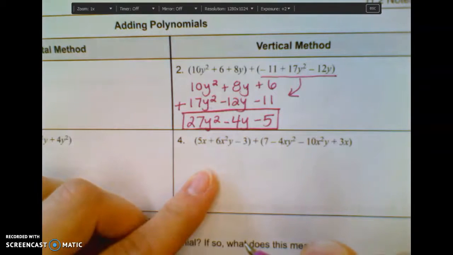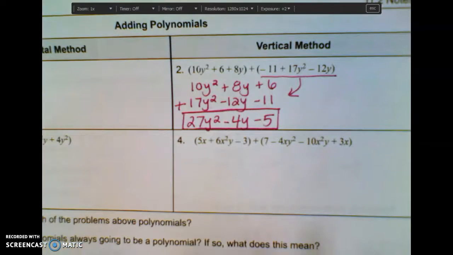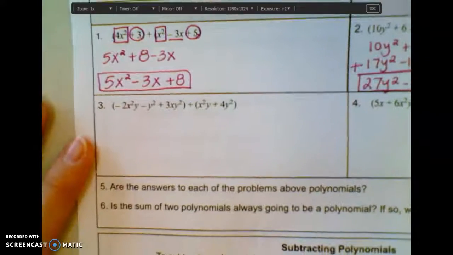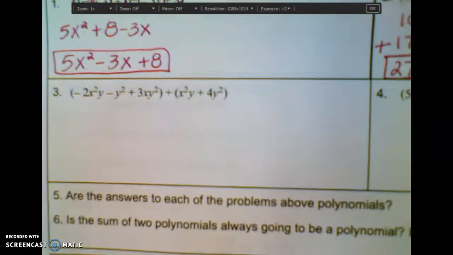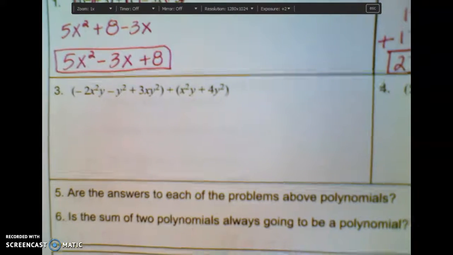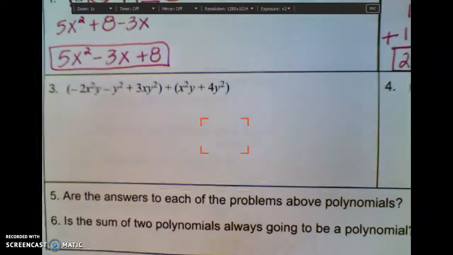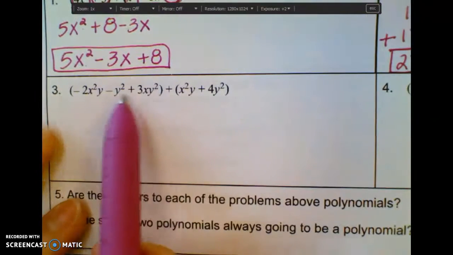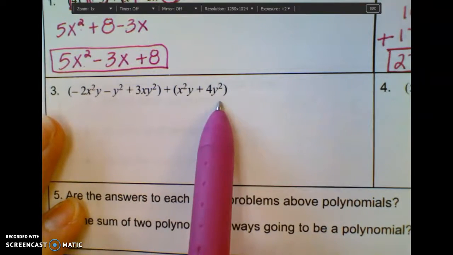You can use whichever ones you want. I'm going to look at number 3 with you, and then you can try 4 on your own. So number 3, you can use whatever method you want. I prefer the horizontal method, so that's going to be the one that I tend to use. This is a plus sign in between them, so now we can identify our like terms.